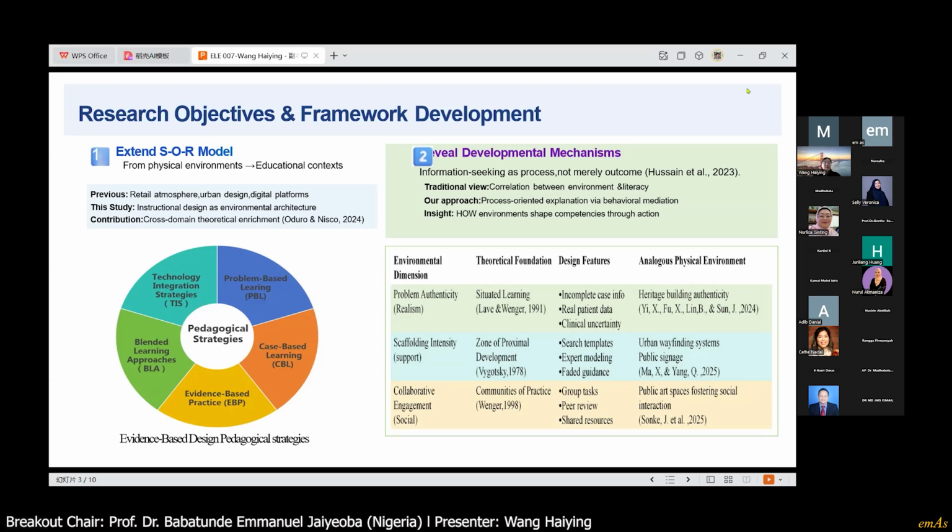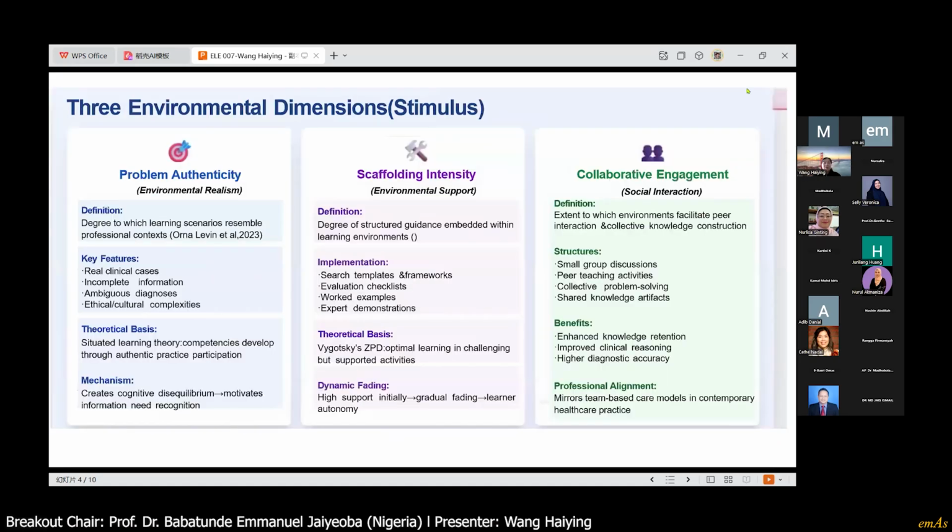And the third, create a unified framework by clumping different theories into one model. The benefits for researchers: we provide testable hypotheses. For teachers, we provide clear design principles they can use immediately. With this objective in mind, let me now explain the theoretical foundation of our work, the SOR model.